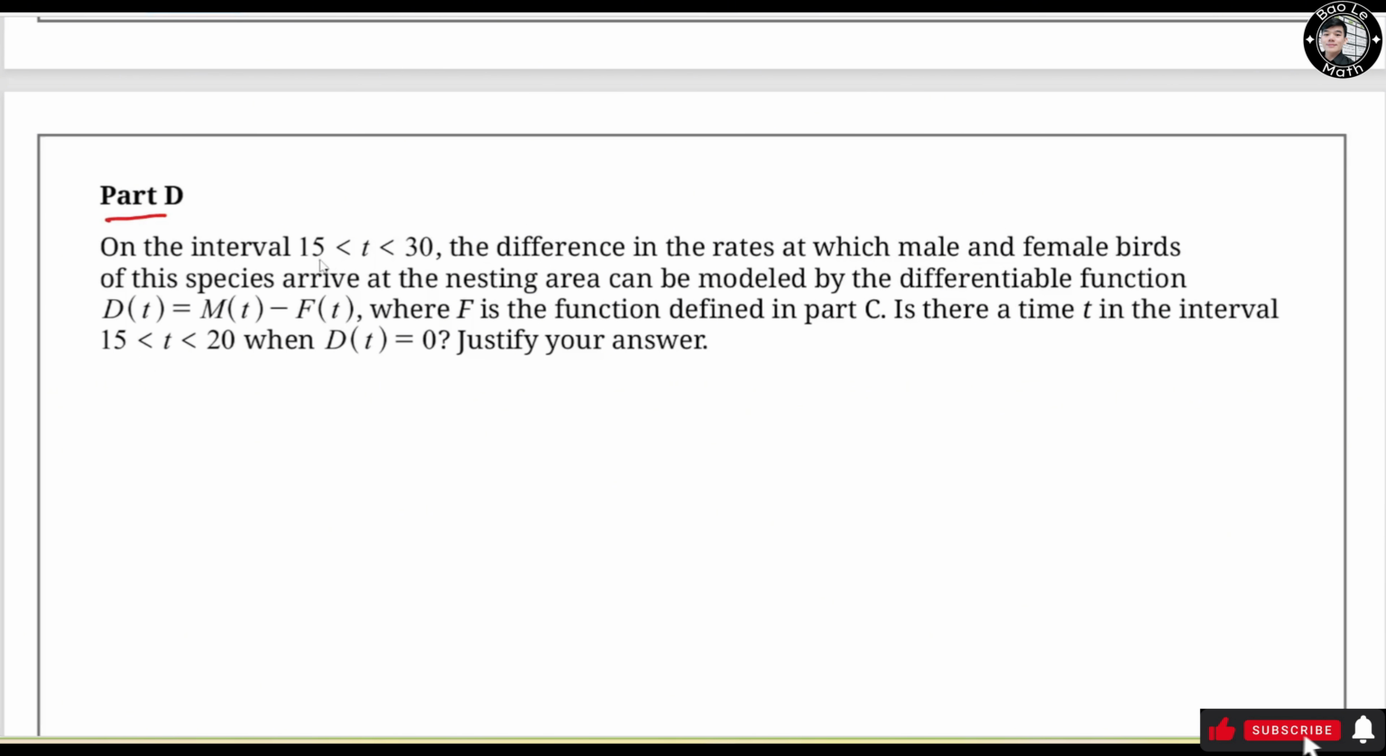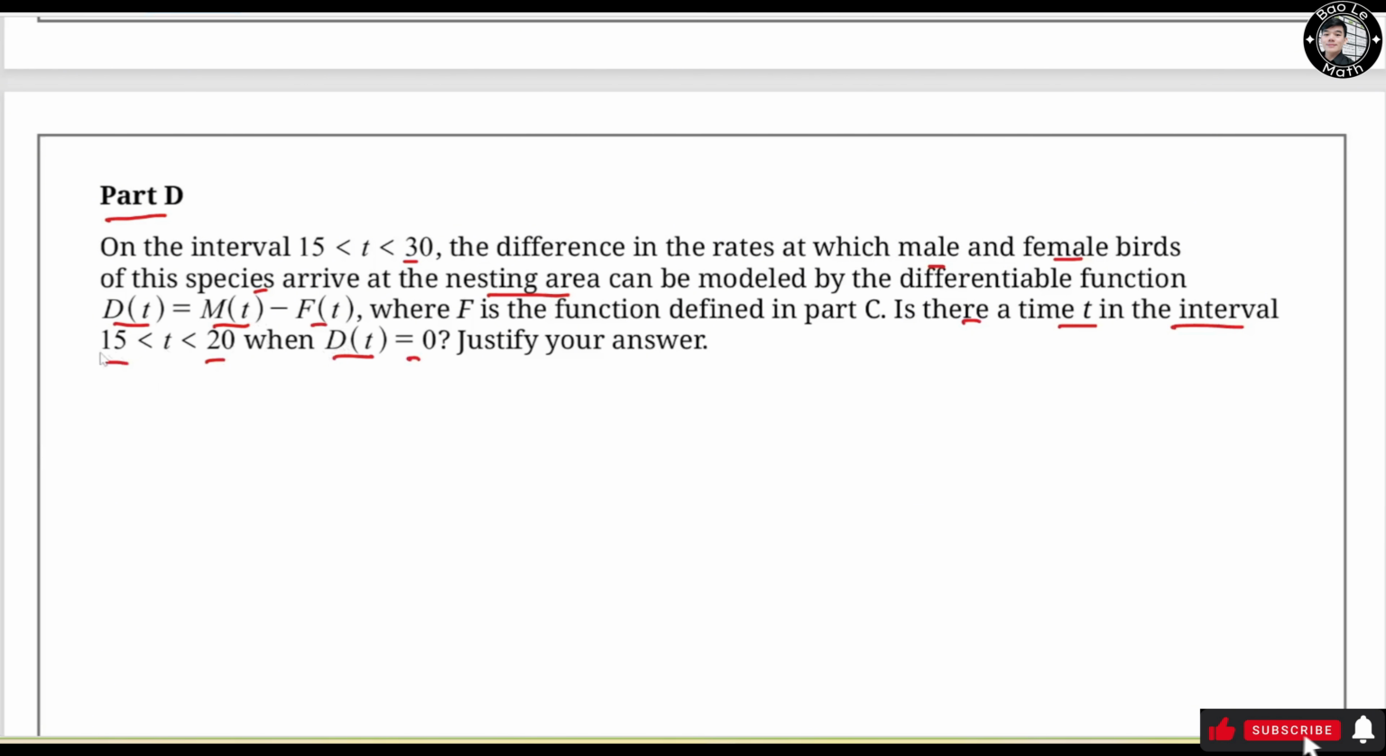Now question D. On the interval 15 to 30, the difference in the rates at which male and female birds of this species arrive at the nesting area can be modeled by the differentiable function d of t equals m of t minus f of t, where f is the function defined in part C. Is there a time t in the interval 15 to 20 such that d of t equals 0? Alright, technically, we're going to use the intermediate value theorem to do this problem.